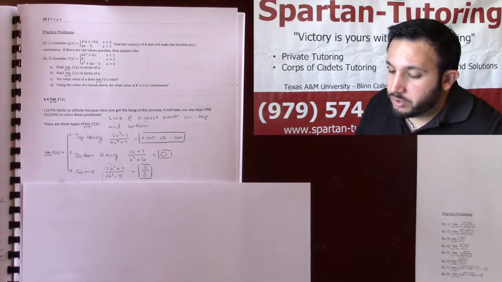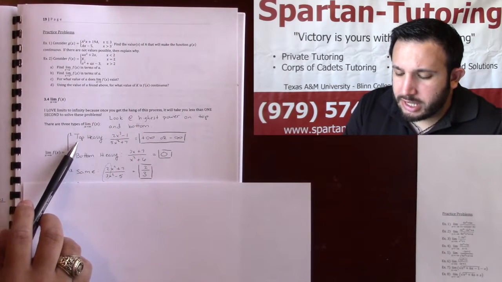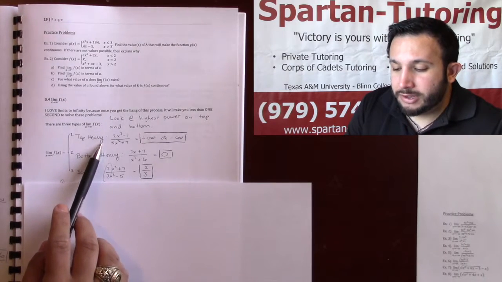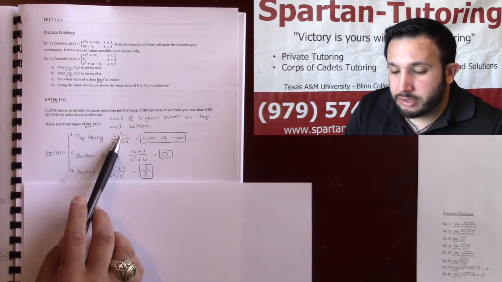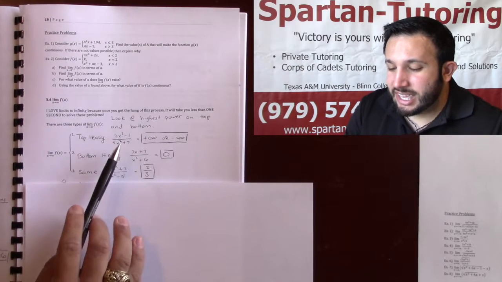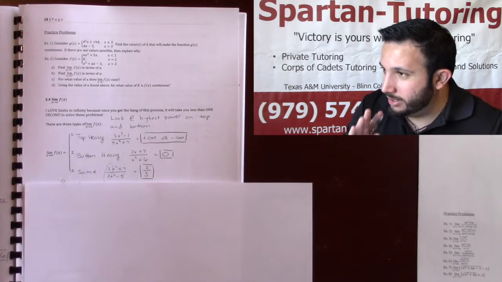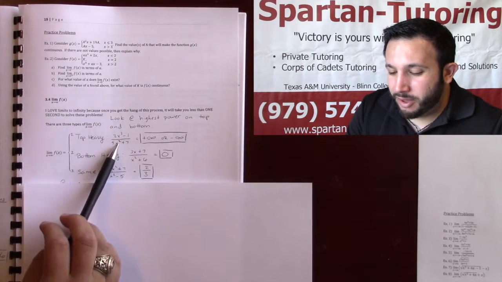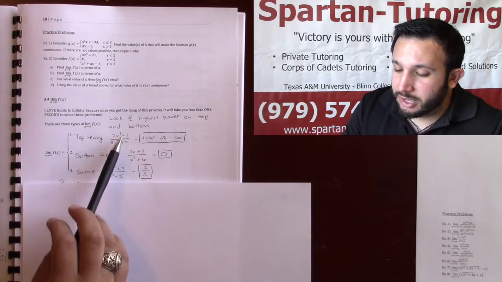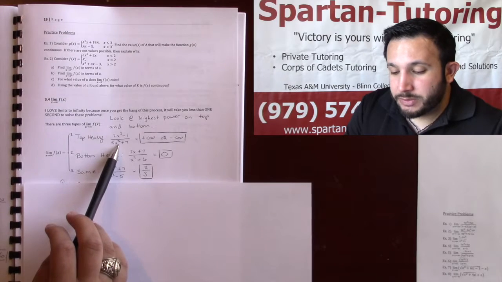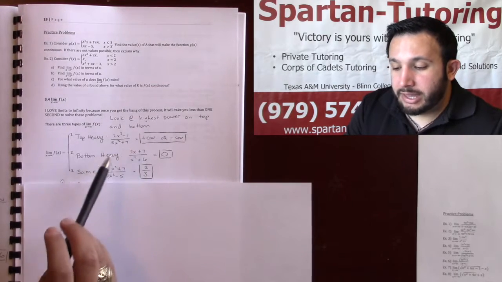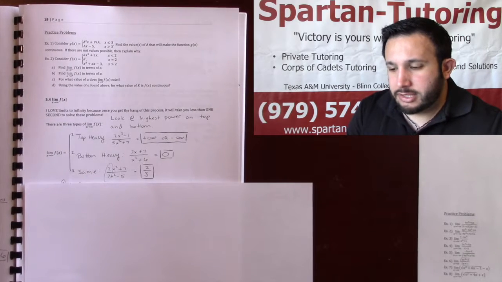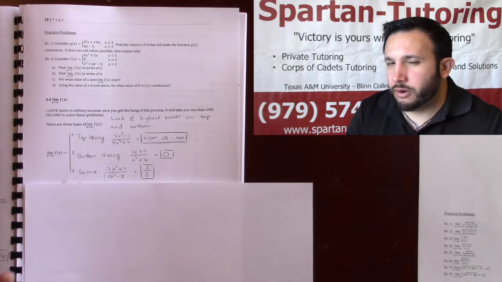Okay. So the first type that you're going to get is a top-heavy function. An example of a top-heavy function is when the highest power on top is bigger than the highest power on bottom. And if the highest power on top is bigger than the highest power on bottom, your final answer will either be positive or negative infinity. This is the only one that takes a little bit of work, and I'll show you how to do that when we get there.